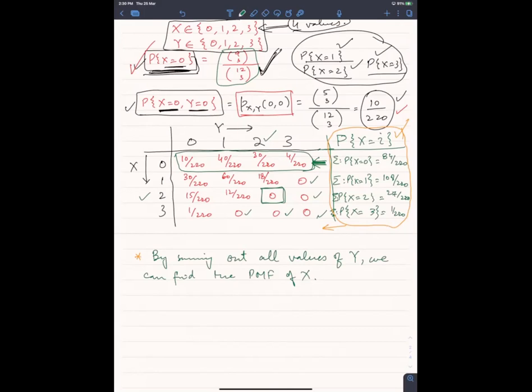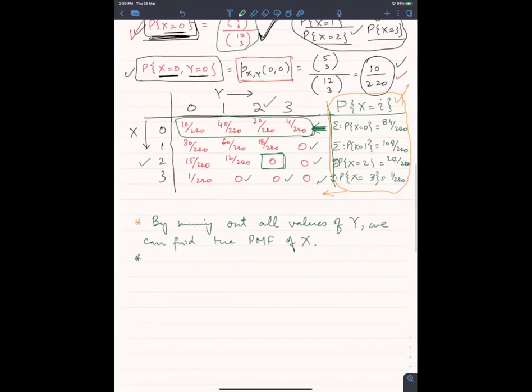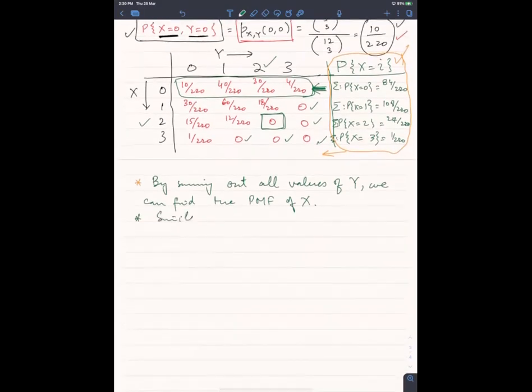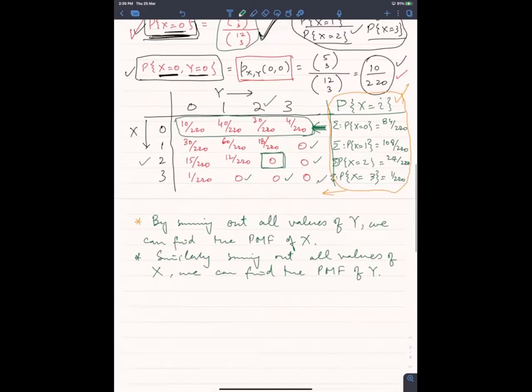ठीक है. Similarly, of course, by summing out all values of x, we can find the PMF of y. ठीक है. कैसे करेंगे वो ऐसे करेंगे. y is equal to, ये देखें ये y की वैल्यूज हैं, y is equal to 0 करना हो तो मैंने इन चारों को ऐड कर देना है.